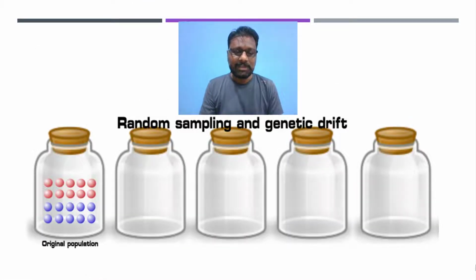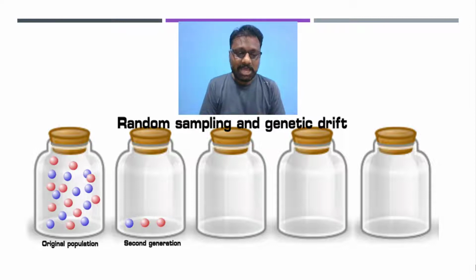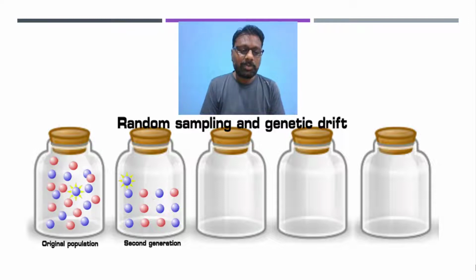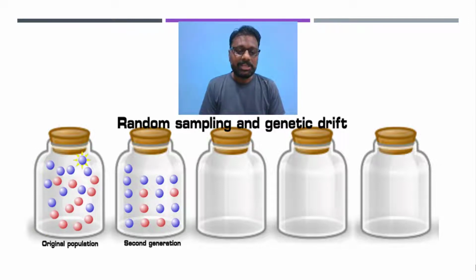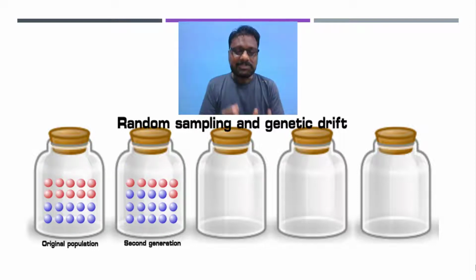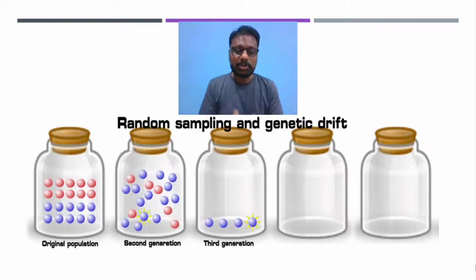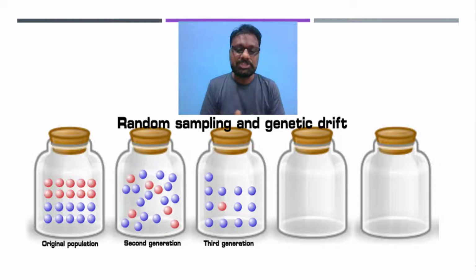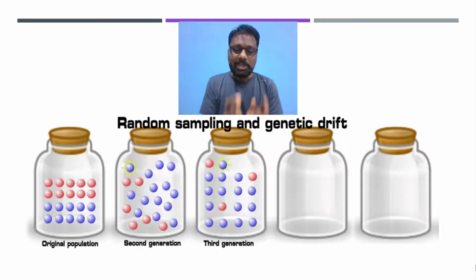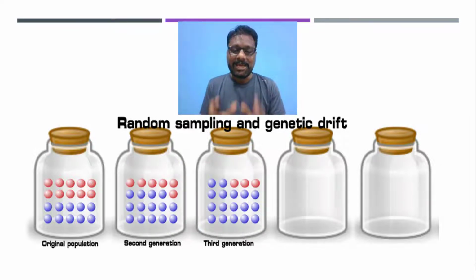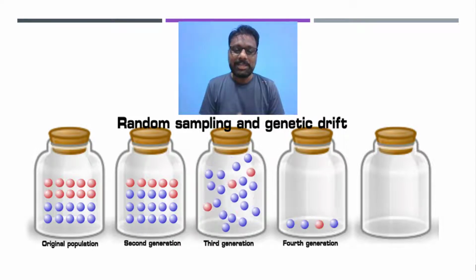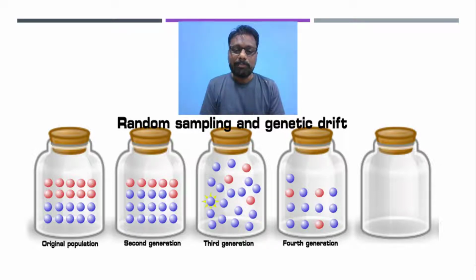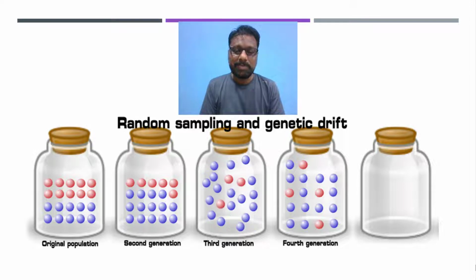Basically, this is the animation where the first jar contains the alleles, that is, the allelic frequency of the original population, where by random chance they move from one generation to another generation. There is a change in the allelic frequency of the gene pool. What we can observe is that slowly it has eliminated the red alleles, which are dominant, and they are completely replaced by blue ones, which is purely by chance.